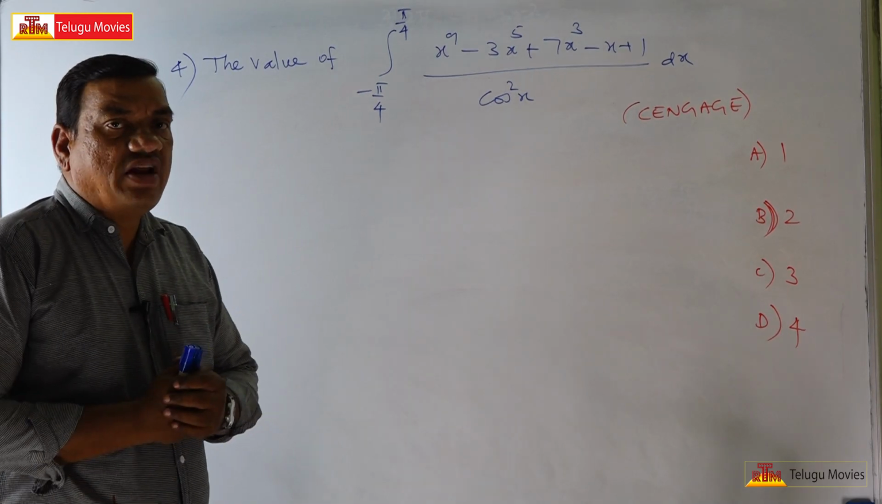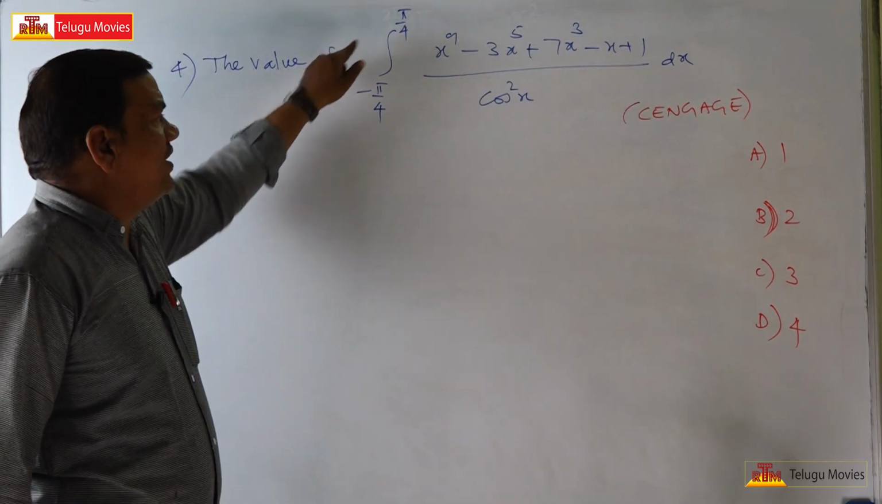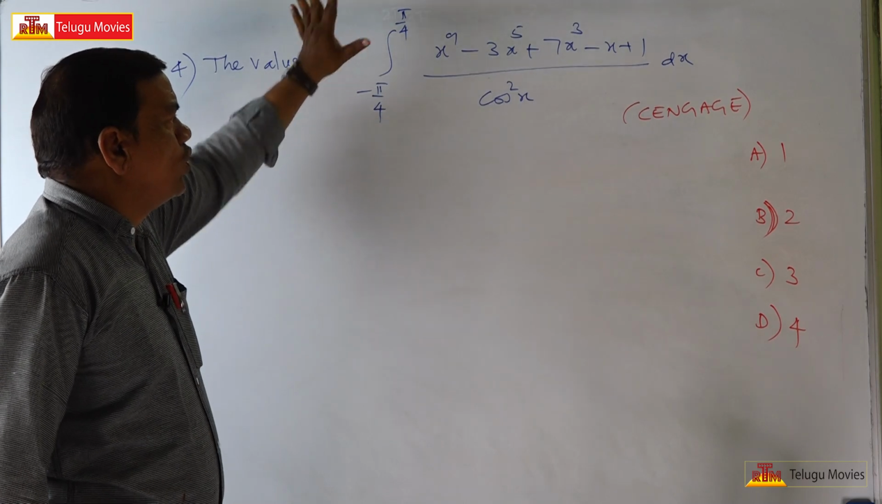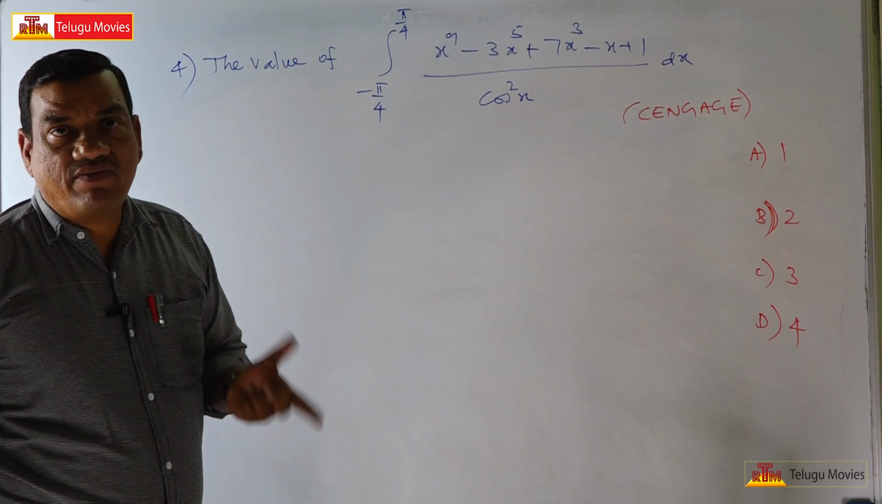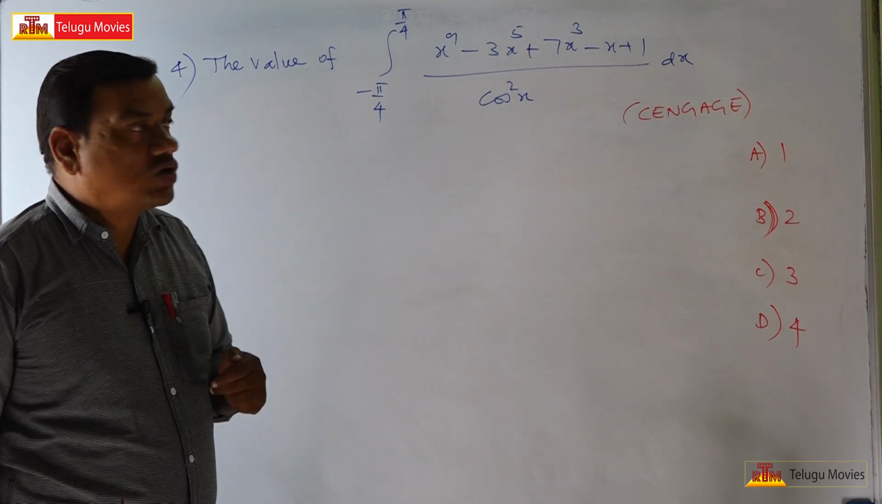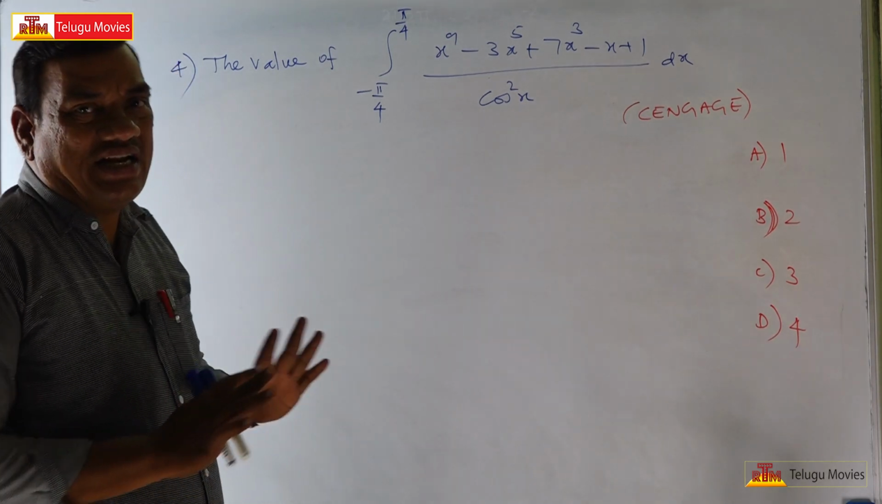Dear student, welcome to the fourth problem. The fourth problem is the value of the integral from minus pi by 4 to pi by 4 of x cube minus 3x to the power of 5 plus 7x cube minus x plus 1 upon cos square x dx. By seeing the problem, don't get tension, be cool.